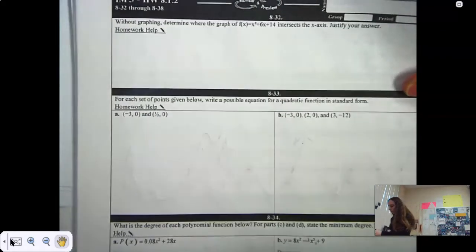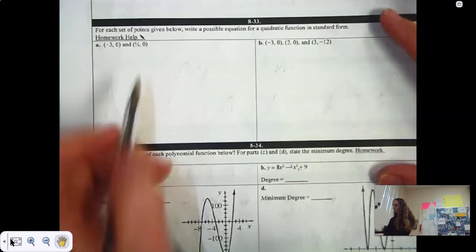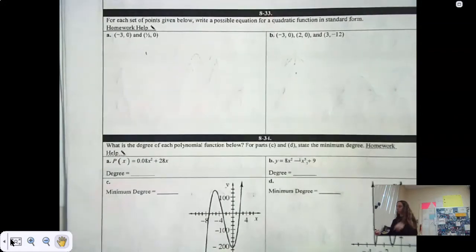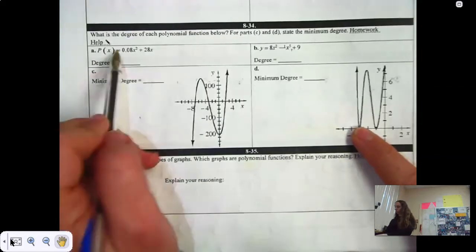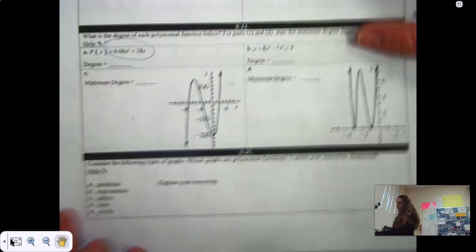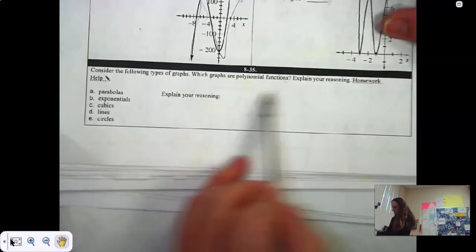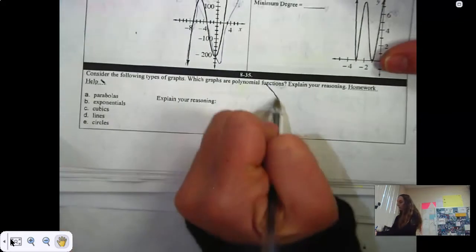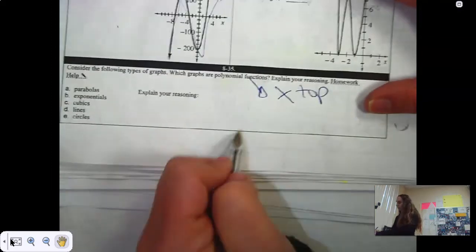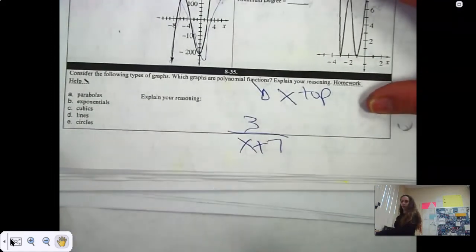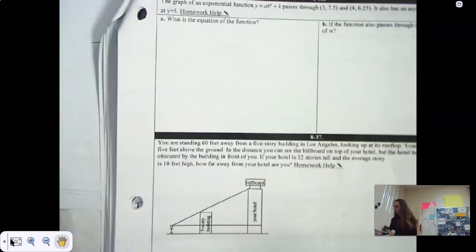This is your homework. You can use Desmos if you want to help you with that. This one is what we did on the previous page. This is what we worked on before. This is doing degree, and they gave it to you. So you can graph this in Desmos and see how many times it crosses. This one, remember, what makes something a function? If the x is in the numerator, which is in the top, the only time it's not a function is if your x is at the bottom. That means it's not a function.